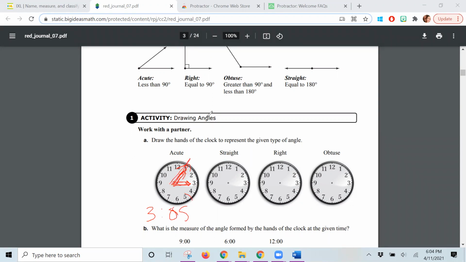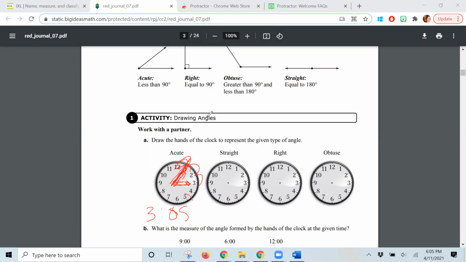And the longhand tells me my minutes. Every time we jump a number, we go up by 5 minutes. And so since it's at the 1, it's going to be 3:05 because it's only gone over 1. So you can take whatever number it's at and multiply it by 5, and that's going to be the minutes.